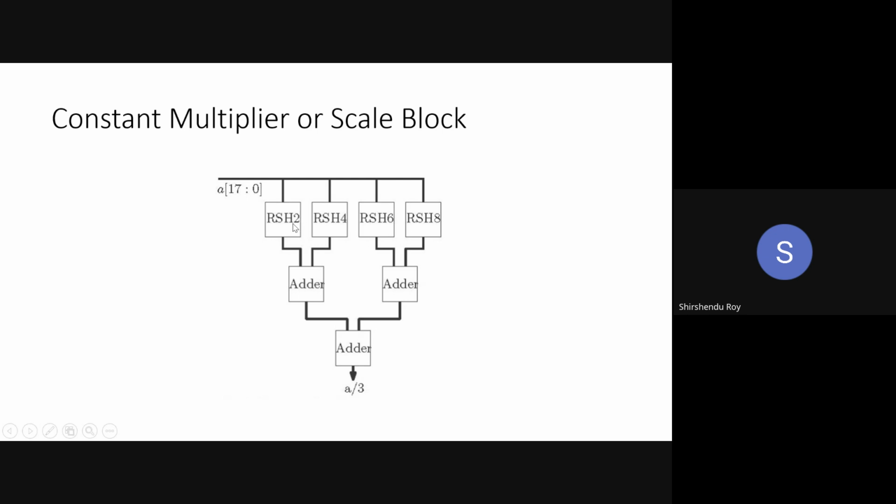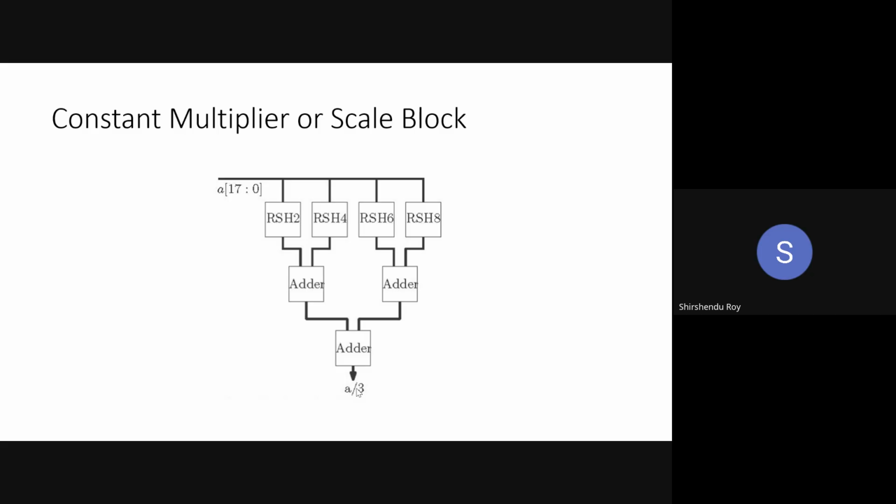The RSH 2 block will shift the data by 2 bits. RSH 4 block will shift the data by 4 bits. RSH 6 block will right shift the data by 6 bits. And finally, RSH 8 block will shift the data by 8 bits. So this is the input signal going to all the blocks. The outputs of these blocks will be added by an adder, and finally another adder. So we'll get the final result x by 3.